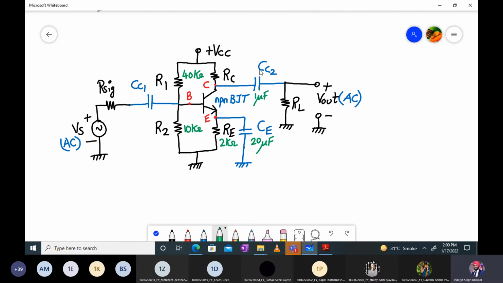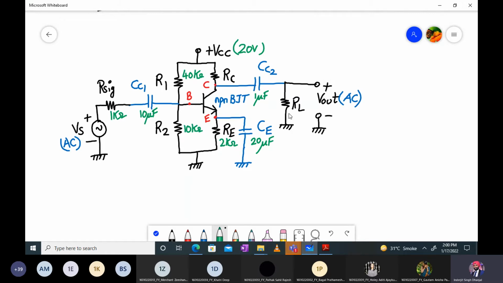See, in the exam, they might use different terminology. Instead of CC1, they might use C1. Instead of CC2, they might give C2. Right? So don't get confused. You have to follow the same technique. Don't memorize the CC1, CC2 and CE notation, it should not be that way only. This is 1 kilo ohm, and VCC value is how much? It is plus 20. Okay. And what else is given to us?